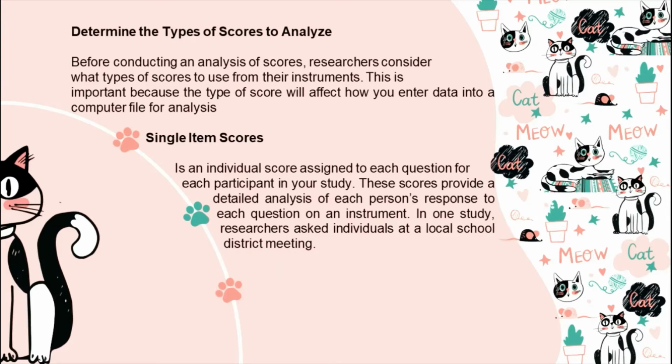Determine the types of scores to analyze. Before conducting an analysis of scores, researchers consider what types of scores to use from their instrument. This is important because the type of score will affect how you enter data into a computer file for analysis. Single item scores are an individual score assigned to each question for each participant in your study. These scores provide a detailed analysis of each person's response to each question on an instrument. In one study, researchers asked individuals at a local school district meeting.